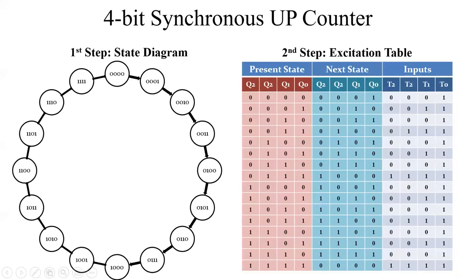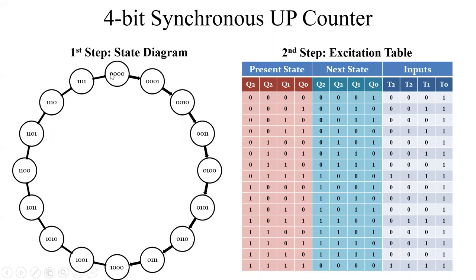4-bit synchronous counter. In the previous session, we have seen the 3-bit synchronous counter. Now in this session, we will see the 4-bit synchronous counter. For implementing this 4-bit synchronous counter, the first step is identifying the number of flip-flops. The name itself says 4-bit counter, so for implementing 4 bits, we require 4 flip-flops. So that is over. Next step, state diagram.